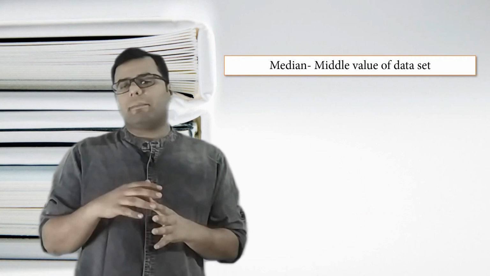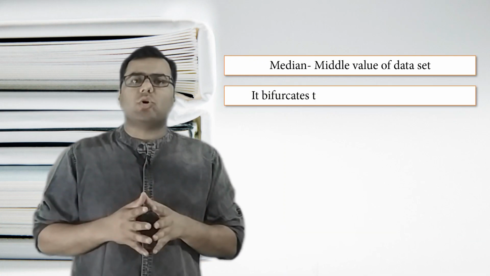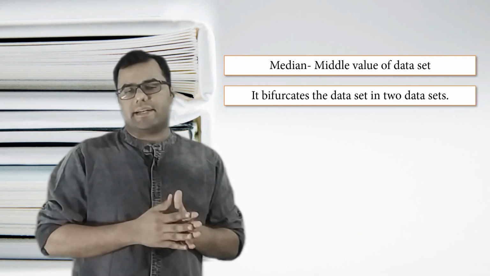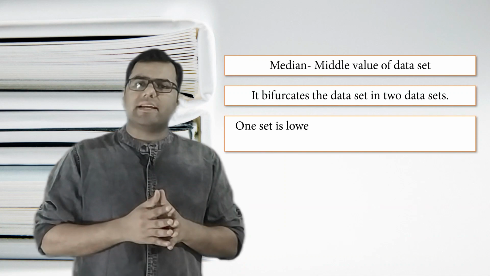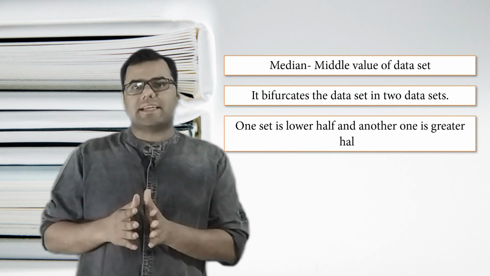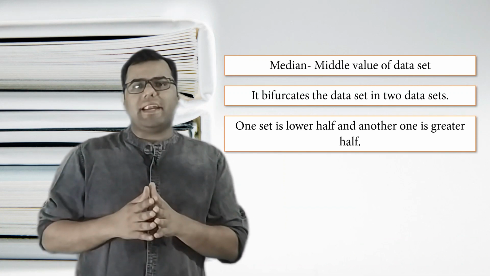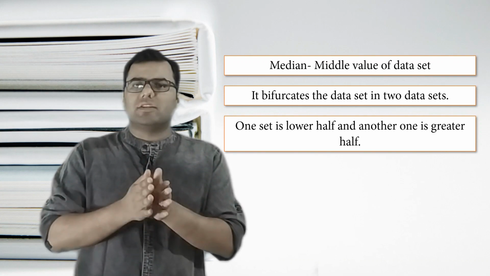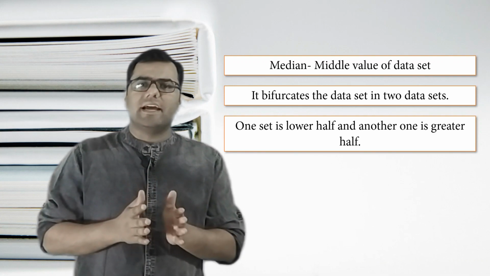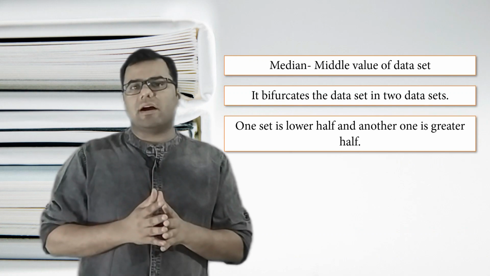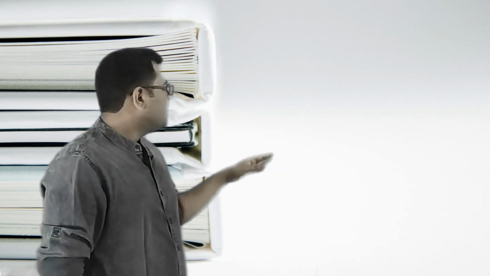So what median does is that it bifurcates all of the data into 2 data sets. One data set is the lower half, while the other data set is the greater half. And the median sits just between the 2 data sets, such that it bifurcates all of the data into the 2 data sets. How do we do so?